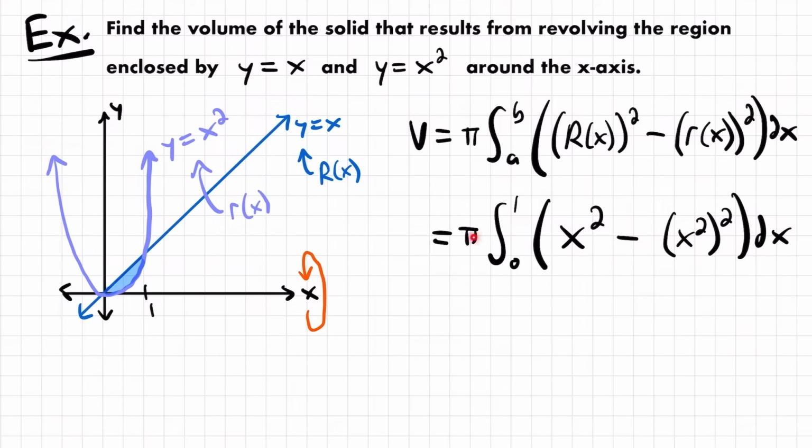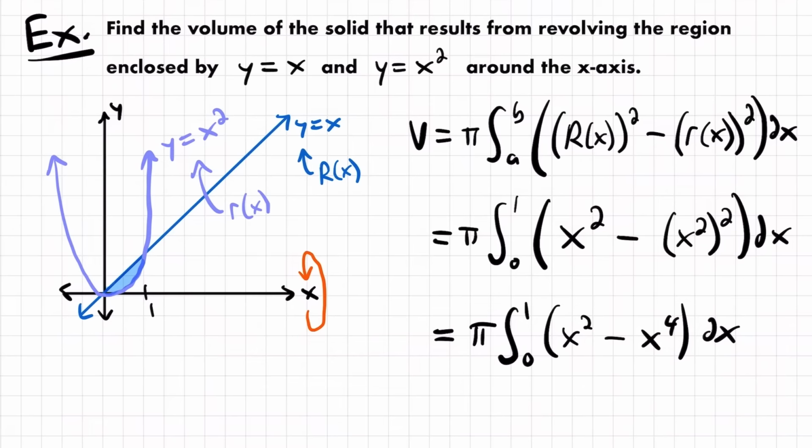Okay? And so now all we have to do to find the volume of our solid of revolution is to solve this definite integral. And so if we simplify this a little bit, we will have that this is equal to pi times the definite integral from 0 to 1 of x squared minus x to the fourth power times dx. Right? X squared squared will be x to the fourth power.